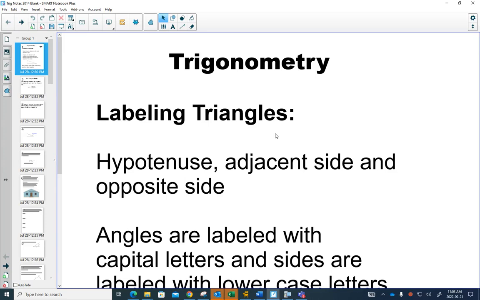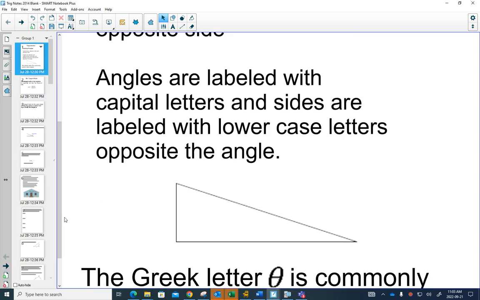Now, this year we are going to talk about adjacent sides and opposite sides as well. And that's going to depend on which angle we're talking about. So, how do we label triangles? Generally, we use capital letters for the points. So I can go A, B, and C. And then what is opposite the letter? So this side would be little a, this side would be little b, and this side would be little c.